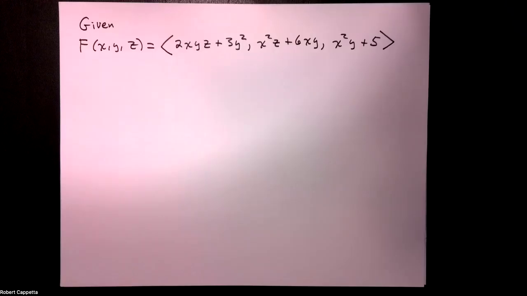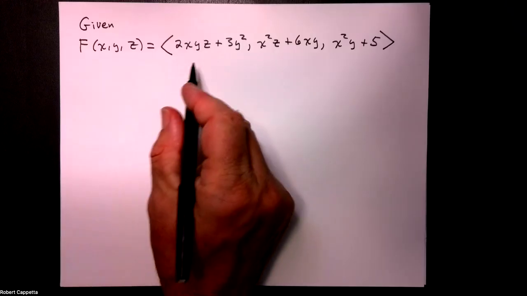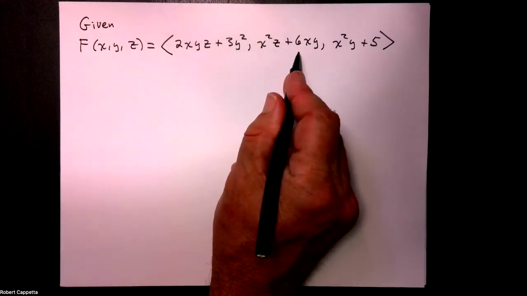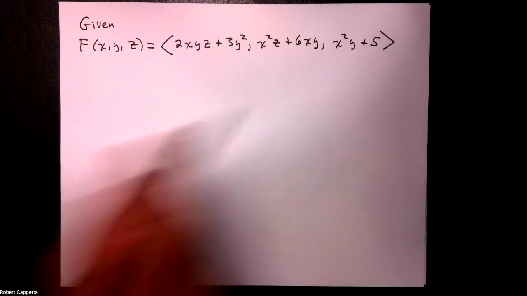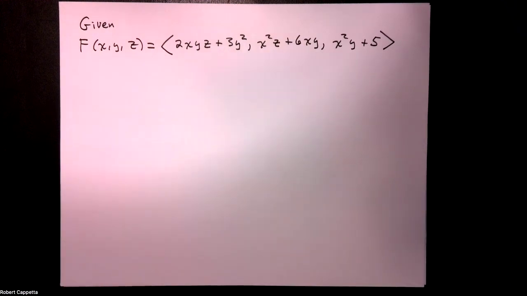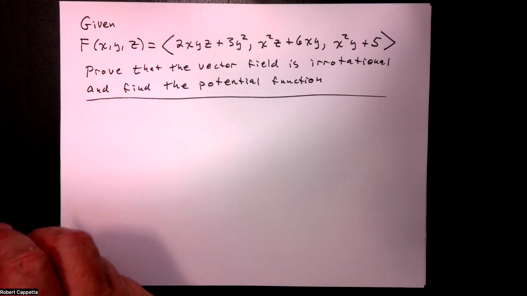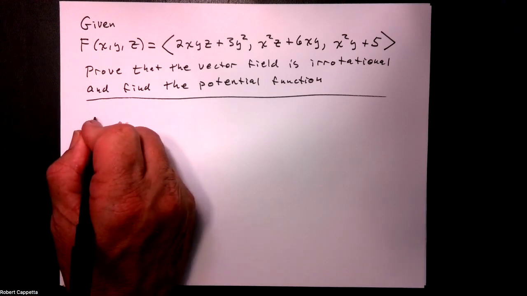So given this vector field, capital F of x, y, z is 2xyz plus 3y squared, x squared z plus 6xy, and x squared y plus 5. Prove that that vector field is irrotational and find the potential function. Well, to prove something is irrotational, we have to show that its curl is zero. So recall the strategy we had for curl.